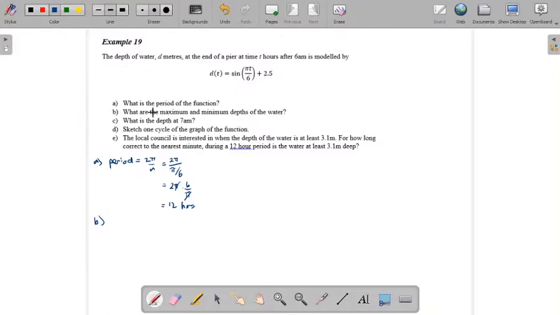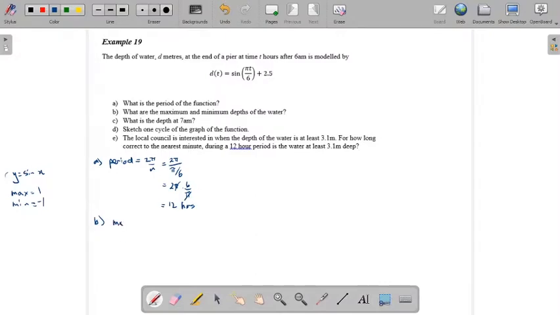Part B, what are the maximum and minimum depths of the water? So let's think for a minute about sine function. What is its maximum? So normally for say y equals sine x, what is the maximum and minimum values usually? Okay, usually for that basic function, the max is 1 and the min is -1. Okay, so if we think about this part here, it has a maximum of 1 and a minimum of -1. So the maximum and minimum depths would be 1 and -1 plus the 2.5.